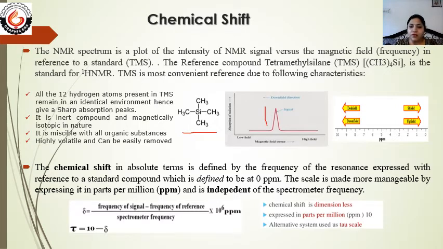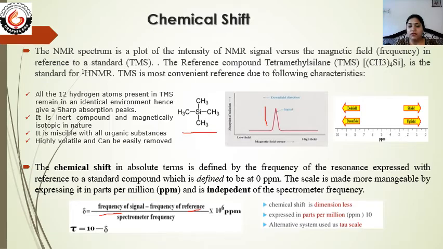The formula for calculating the chemical shift is the frequency of signal minus the frequency of reference. This frequency is radio frequency. That means the frequency absorbed by the signal, and the frequency of reference, that means the radio frequency absorbed by the reference. First we subtract the frequency of reference from the frequency of signal, then divide by the spectrophotometer frequency, which is fixed, then multiply by 10 to the power 6.